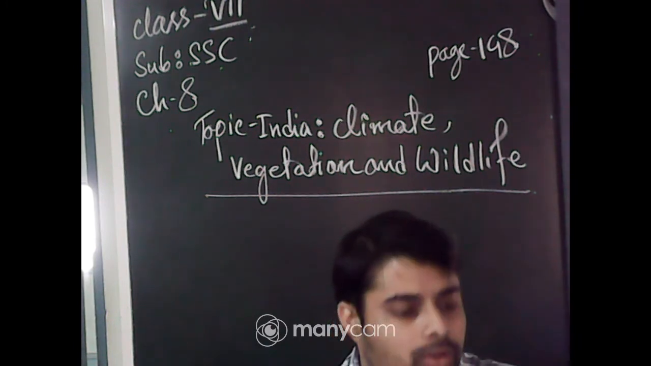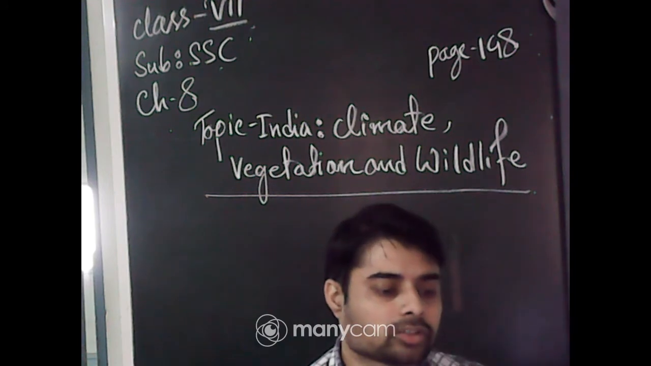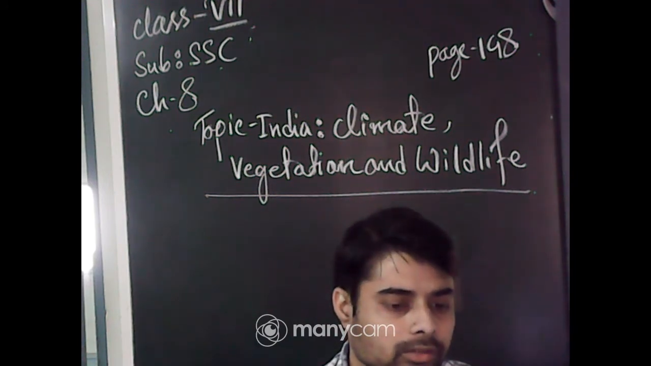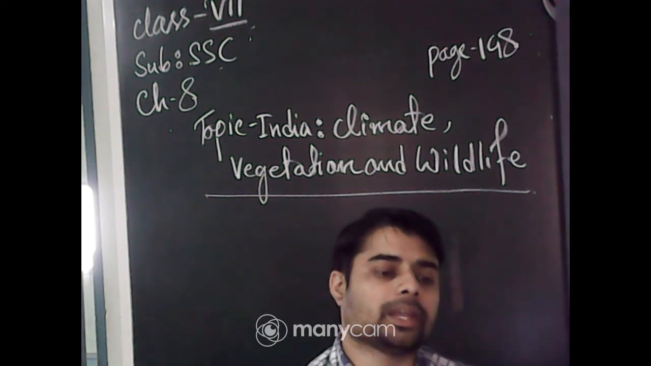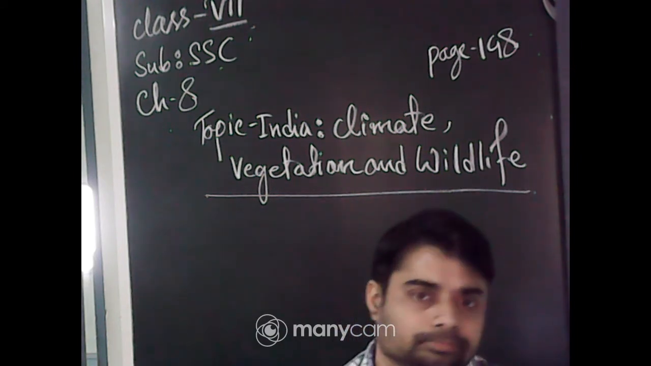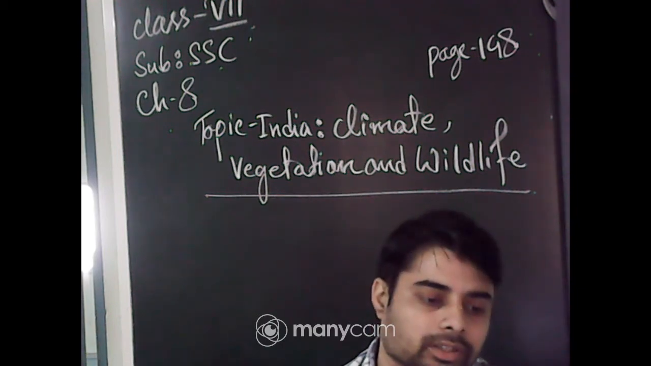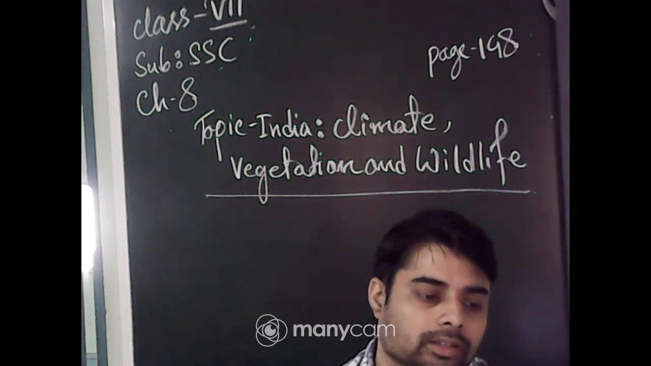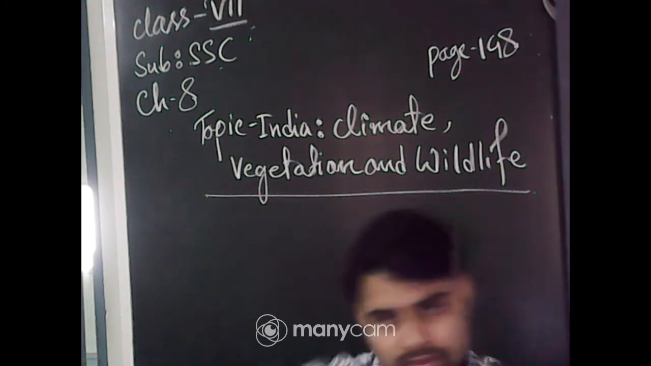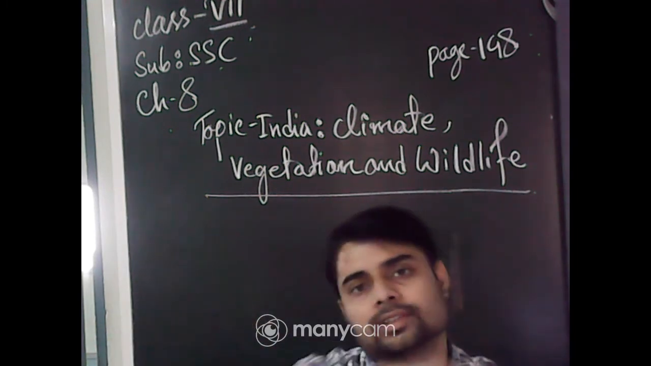Okay, thank you. So look at the next page, page number 58. The climate of a place is affected by its location and altitude, distance from sea, and relief. Relief means the uneven places on the surface.